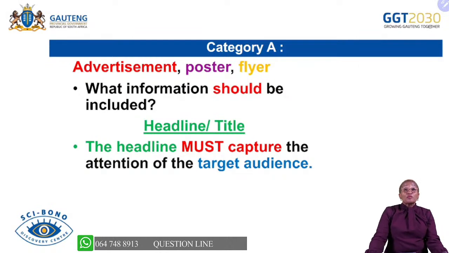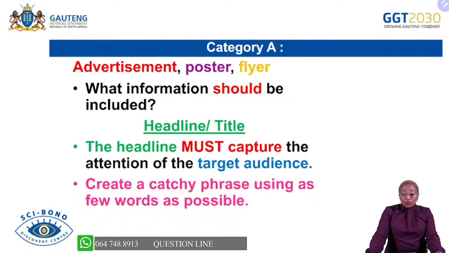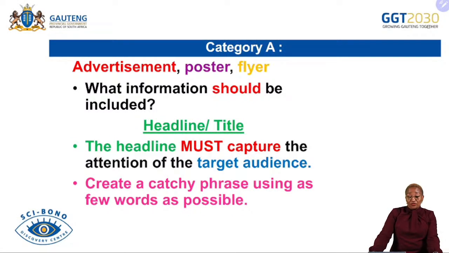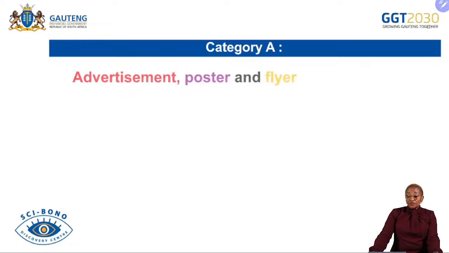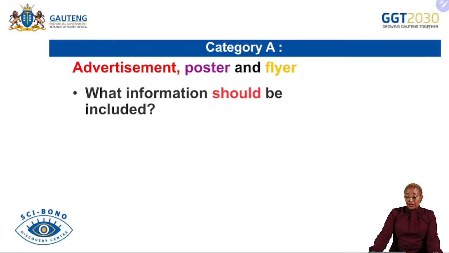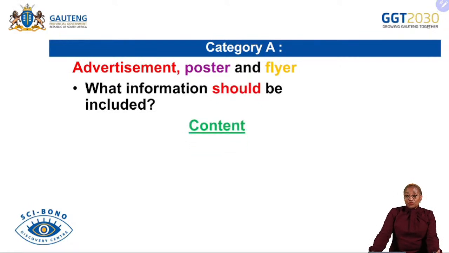It must actually make people want to read more about whatever product that you are advertising, about any other event that you might want the people to know of. So it should actually make people interested in that. So your headline needs to be catchy. You've got to use a catchy phrase, and you've got to use as few words as possible. What else do you need to include here? That is the content. What do we mean by content?